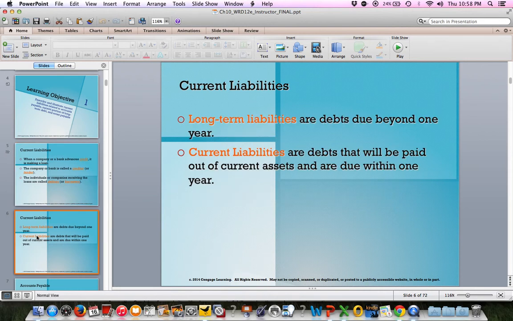You also have long-term liabilities. Just think 1 year. Anything beyond 1 year is a long-term liability. And a current liability is debts paid within 1 year. Okay, just 1 year or less.